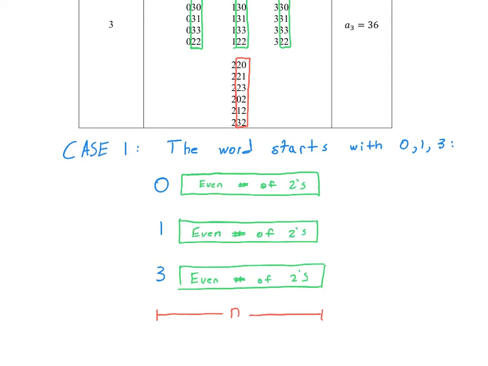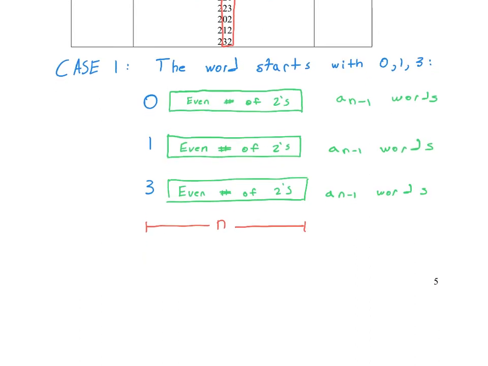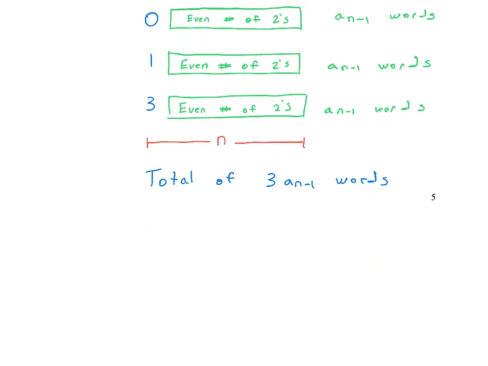Okay, so how many different ways are there to do that? Well, we're letting a sub n count the number of words in total with an even number of 2's. So in each of those green boxes, there would be a sub n-1 words. So our total for case 1 would be 3 times a sub n-1 words. Okay, let's move along to case 2.